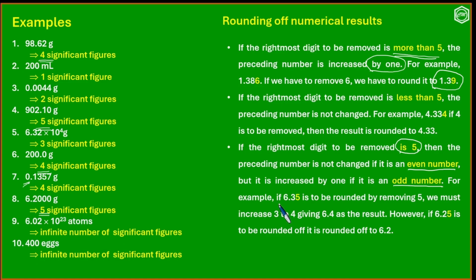For example, 6.35. So we have to drop 5. Now 3 is odd. Therefore, this is rounded to 6.4. So 3 increased by 1. And if it is 6.25, now 2 is even and it is rounded off to 6.2 because the number to be retained is even. Here the number to be retained is odd.